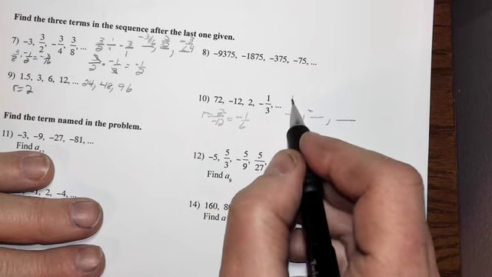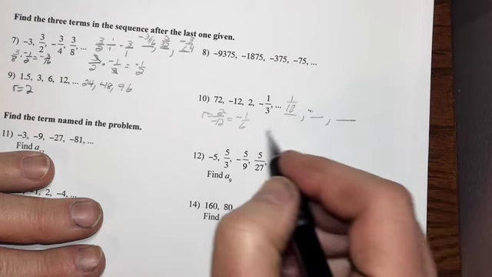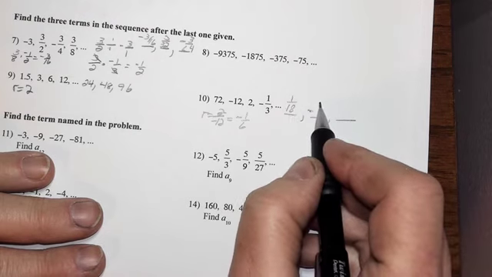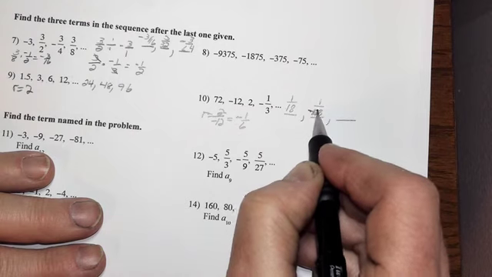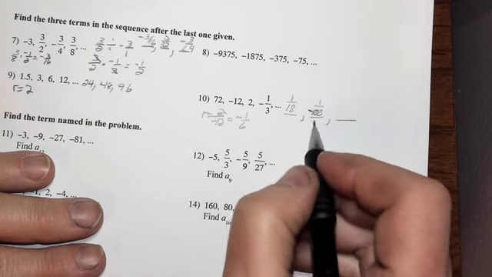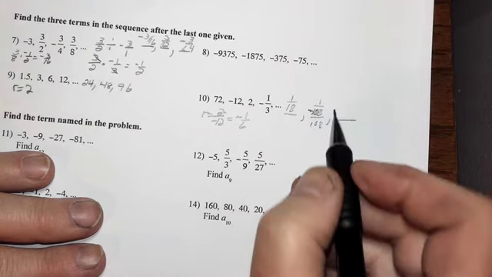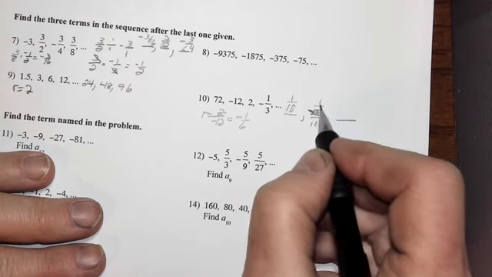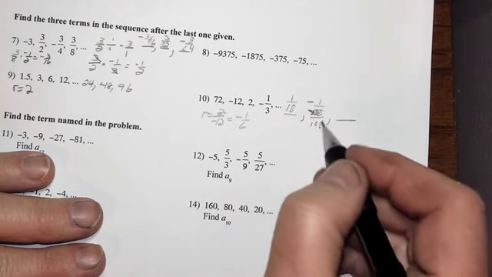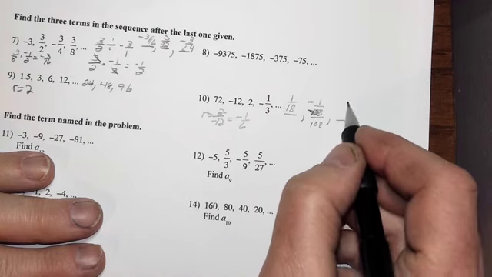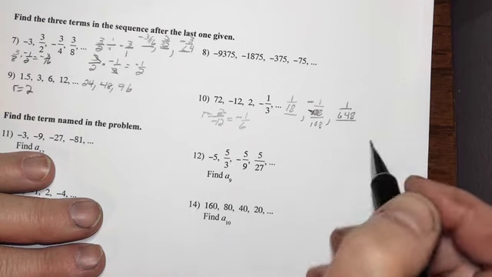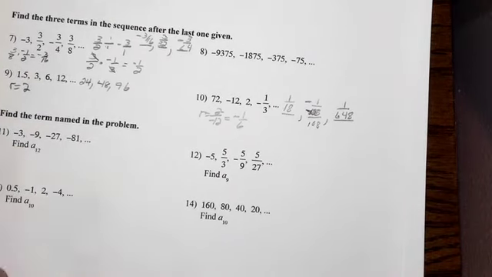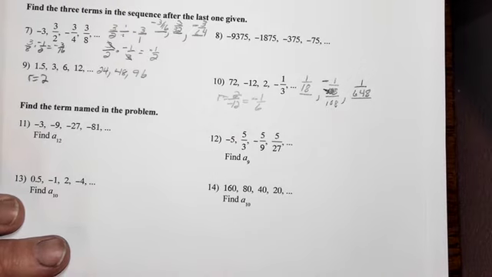1/3 times 1/6 is 1/18. 1/18 times 1/6 is 1 over 108. That's 108. It's going to be negative. And then this is a positive 1 over 6 times 108, which is 648. And that's how you find the terms.